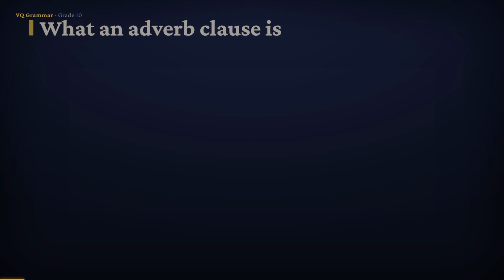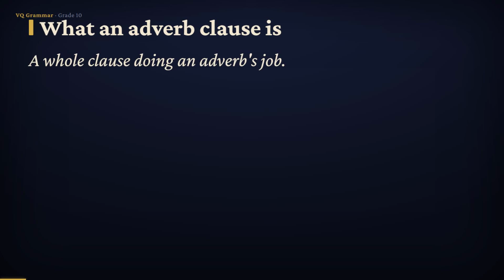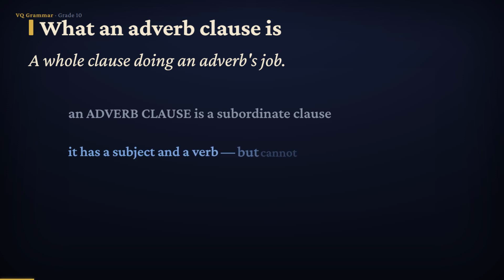Let's dig in. Let's start with what this thing actually is. An adverb clause is a subordinate clause, a group of words carrying its own subject and its own verb, and yet it can't stand alone as a sentence. It leans on a main clause, the way a branch leans on a trunk.